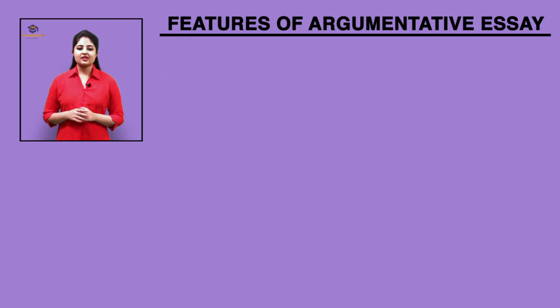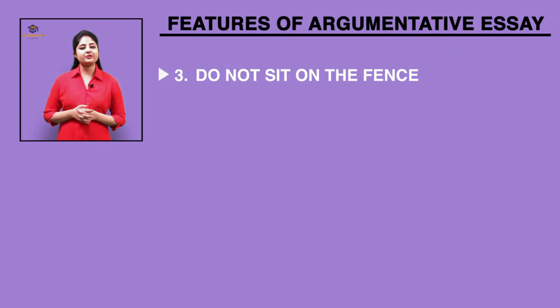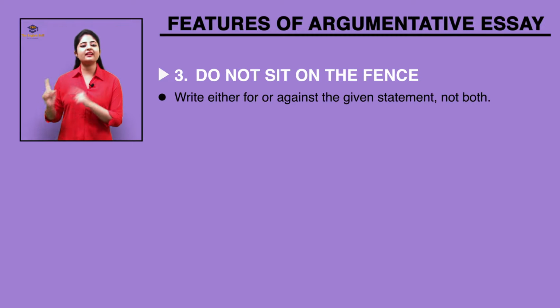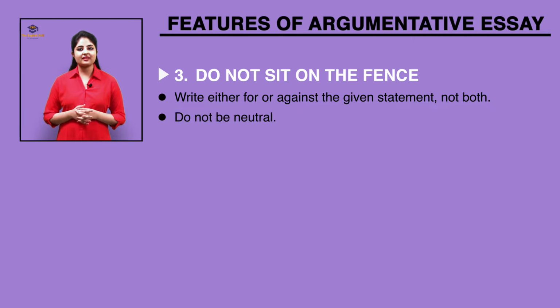Number three, do not sit on the fence. You need a clear understanding of the topic and then you have to write either for or against the given statement in the topic. You cannot sit on the fence. You cannot choose to be neutral and write both for and against. A few points for and a few points against. No, that is not allowed and you are going to get 0 if you do that.